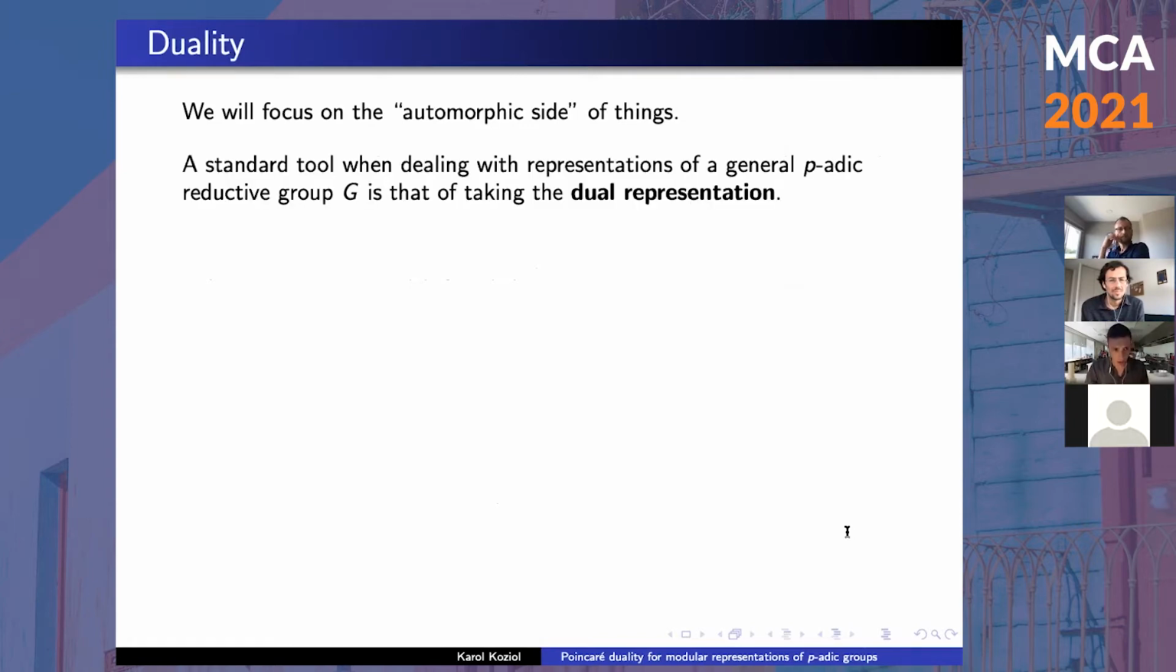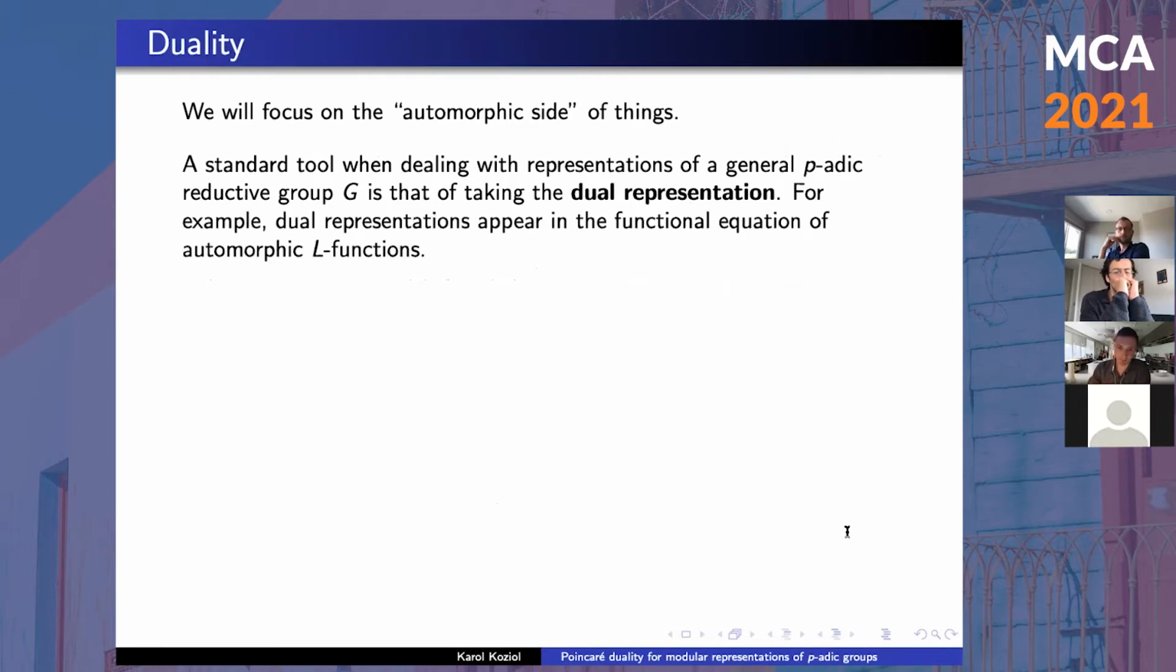And what I want to focus on is this notion of duality. So a standard tool when dealing with representations of a general p-adic reductive group G is that of taking the dual representation. For example, this is extremely useful because if I take coefficients in the complex numbers, dual representations appear in functional equations of automorphic L-functions. So it stands to reason that I would want to know as much as possible about this procedure of dualizing.